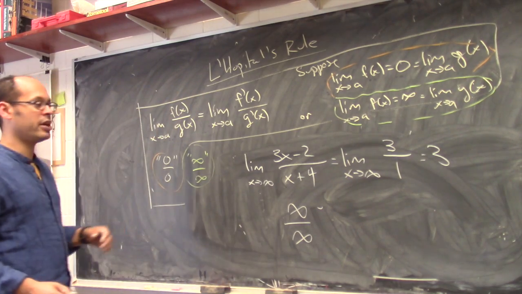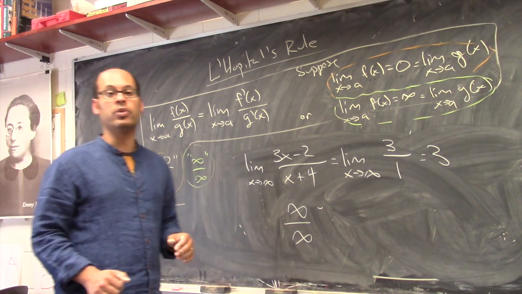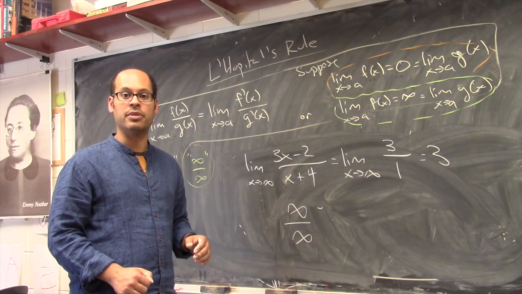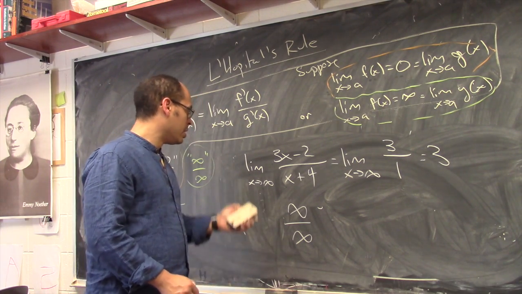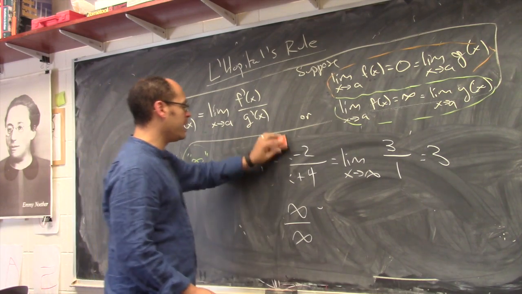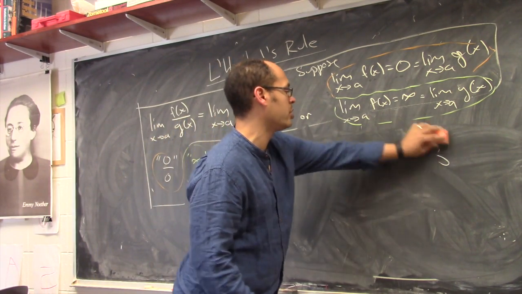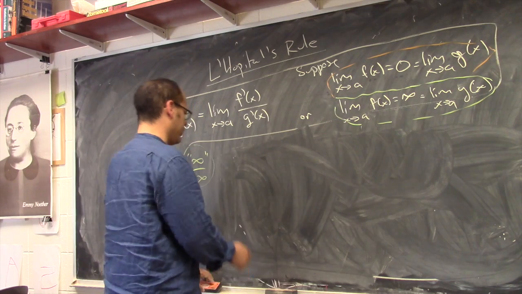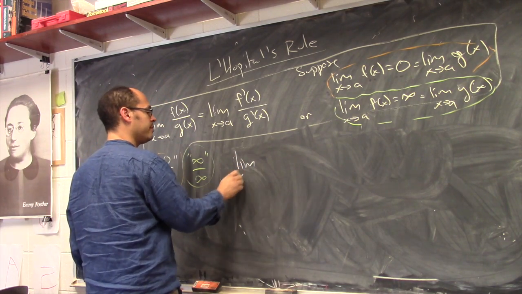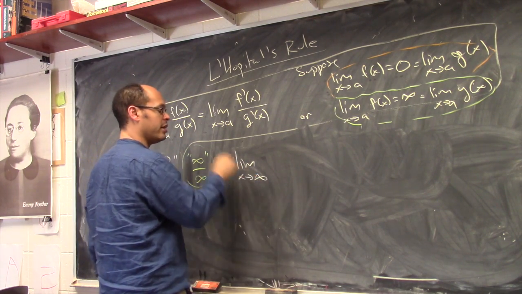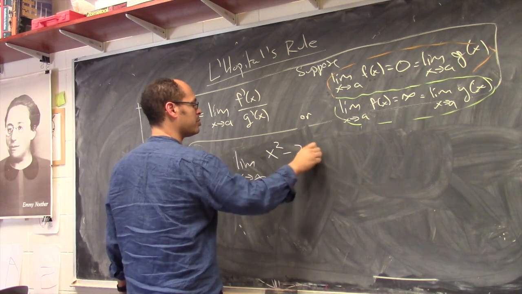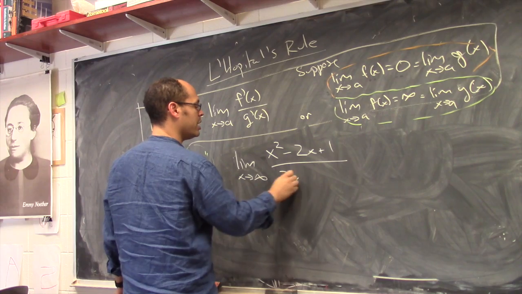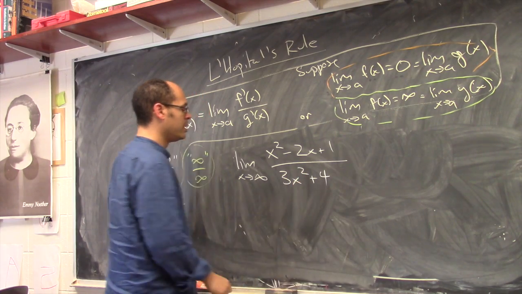And again, this is a very elegant, quick way of doing this problem. Okay. Occasionally, you might have to do L'Hopital's rule more than once. Just to give another example, let's suppose we have a similar situation, but now we have, I don't know, x squared minus 2x plus 1 over 3x squared plus 4.